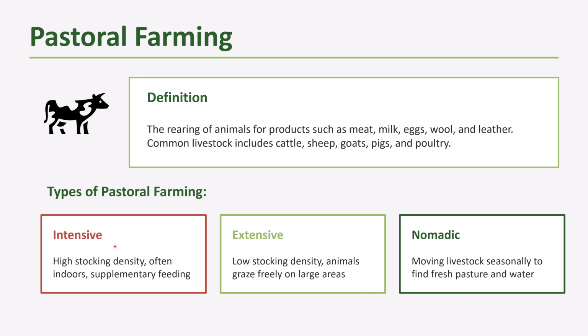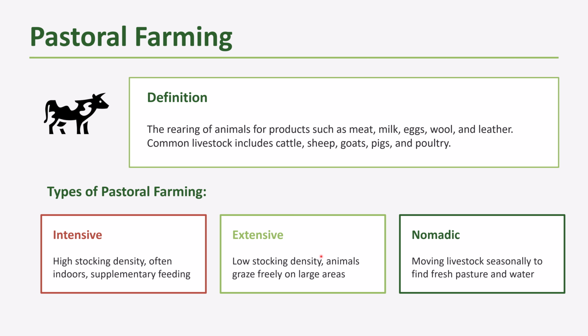First one is intensive pastoral farming. This involves a high stocking density, meaning many animals are kept in a relatively small space. They are often kept indoors and rely on supplementary feeding rather than just grazing on natural grass. This is common in more developed agricultural systems where land is expensive but technology is high.